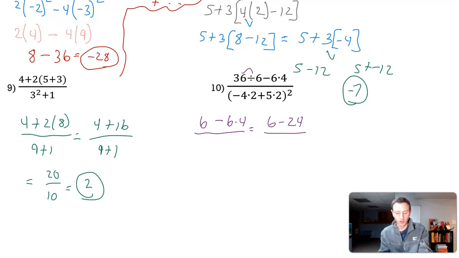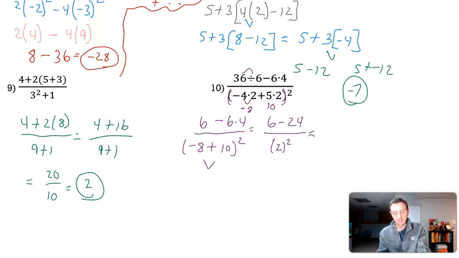On the bottom, all of this is being raised to the second power. So you want to take care of everything on the inside of that parentheses and then raise that to the second power. So let's go ahead and do this. Negative 4 times 2 is negative 8 plus 5 times 2, which is 10. And that's all being raised to the second power. Negative 8 plus 10 is 10 minus 8, which is 2. So we end up getting 2 squared on the bottom. 6 minus 24 is negative 18. 24 minus 6 is 18. Bigger number was negative. And then 2 squared is 4. And we get negative 18 over 4.